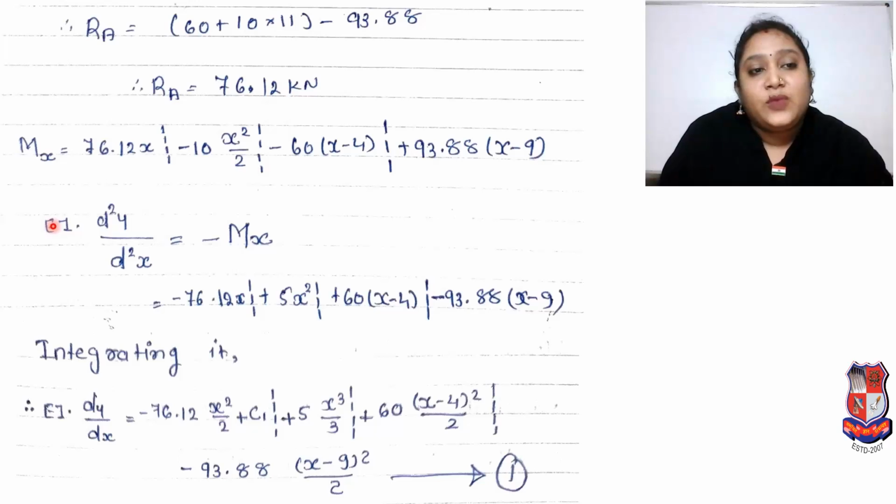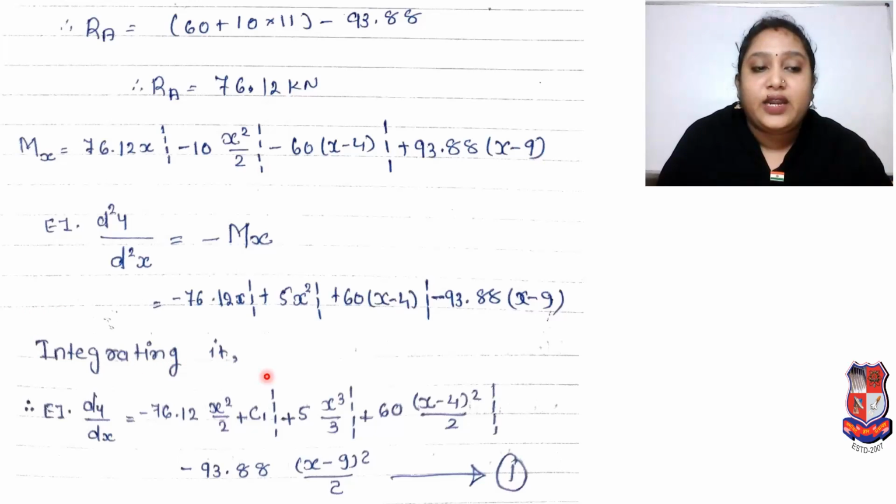Now we are interested in EI into d square y upon d square x, so that will be minus MX. We have to put the values using that sign. So that will be minus 76.12x. Here the minus will be plus, and 10 into 2 and 2, so it will be 5x square. Then positive 60 in bracket x minus 4, and this will become negative, so minus 93.88 in bracket x minus 9.